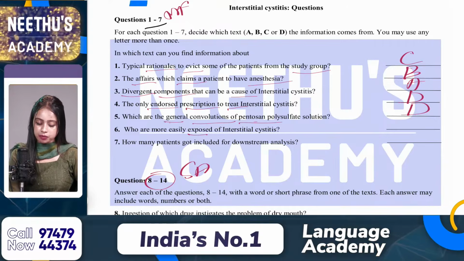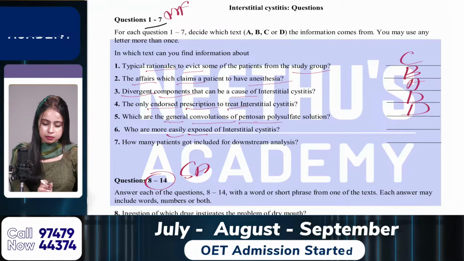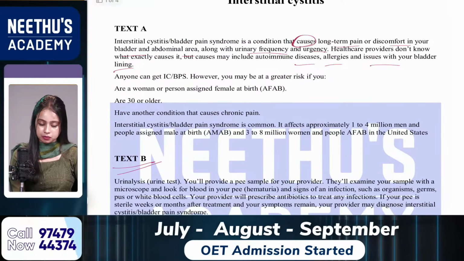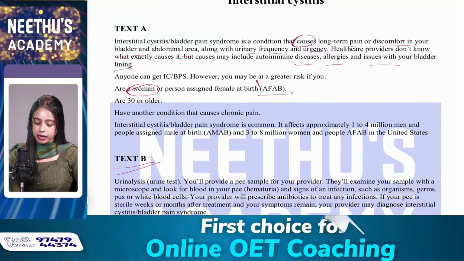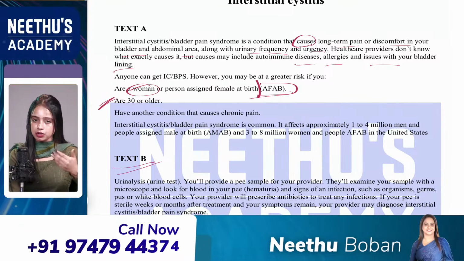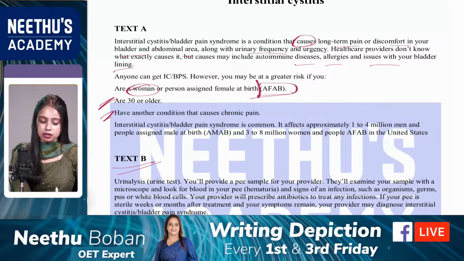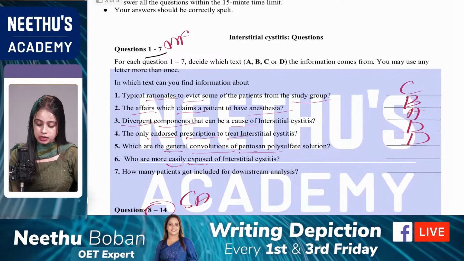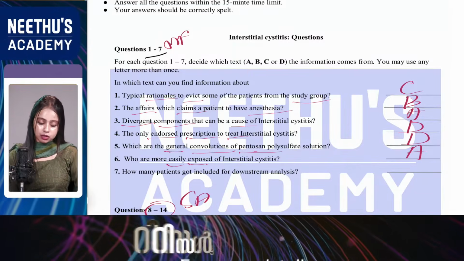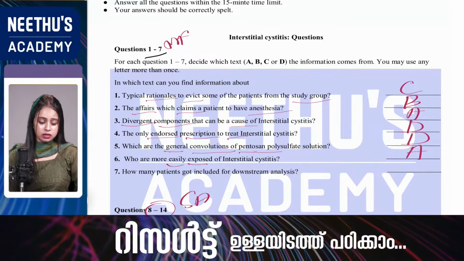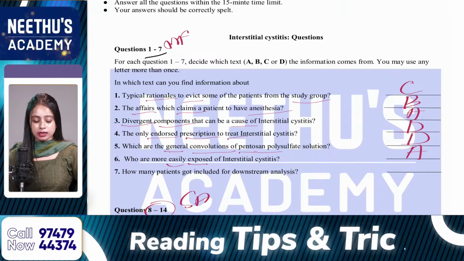Sixth one: who are more easily exposed to interstitial cystitis? So keywords: exposed, then easily. What is the correct answer here? It is from text A. If you are a woman or a person assigned female at birth, if you are 30 years or older, or have another condition that causes chronic pain, then there is a chance of getting this particular disease. So that is from text A. Okay, Tessie, Vidya, Reba, Anu, Sarah, Reshma, Sarala, very good.